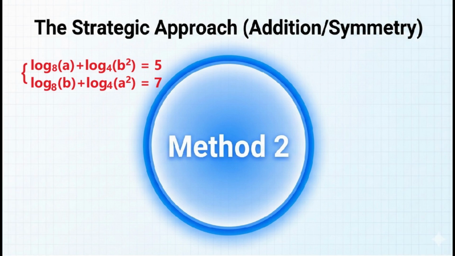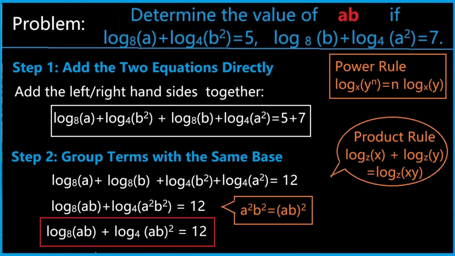Now let's move on to Method 2. If you look closely at the equations, you'll notice that adding them directly gives a much faster and more elegant shortcut, especially since the problem asks specifically for the product AB. Here's how this method works, step by step. Step 1. Add the two equations directly. Instead of converting bases first, simply add the left-hand sides and the right-hand sides together. This immediately gives us a new, combined equation as shown on the screen.